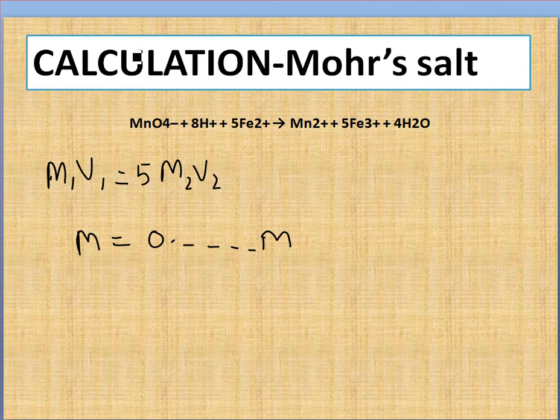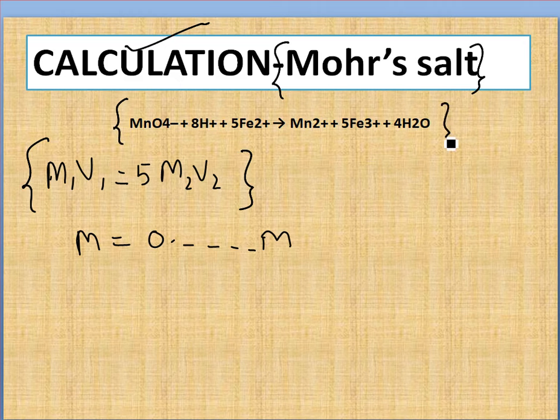Clear? Now coming up to the calculation part, the Mohr's salt calculation, which will be with the formula M1V1 is equal to M2V2. Now this is the whole ionic reaction. 1 mole is here and 5 moles of iron are here. This is the acidic medium. So 1 mole is equal to 5 moles. This will be the formula.